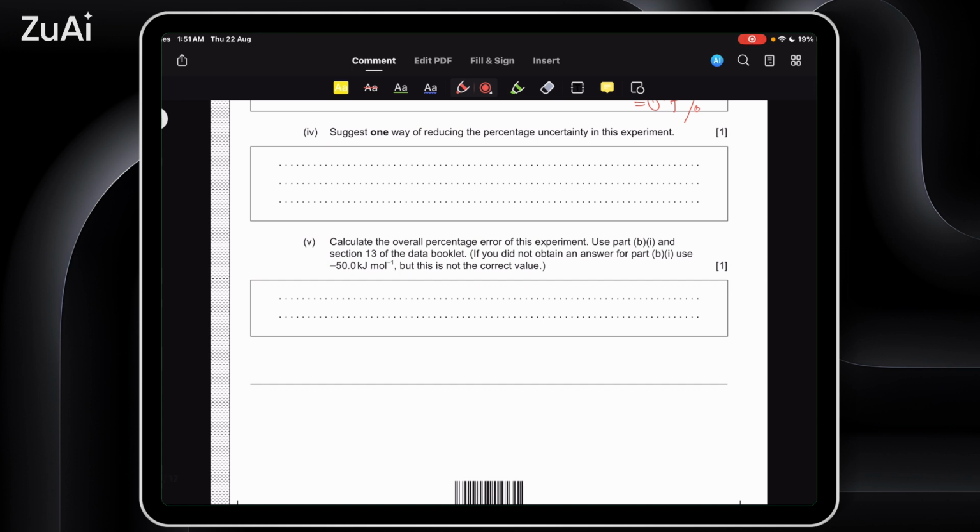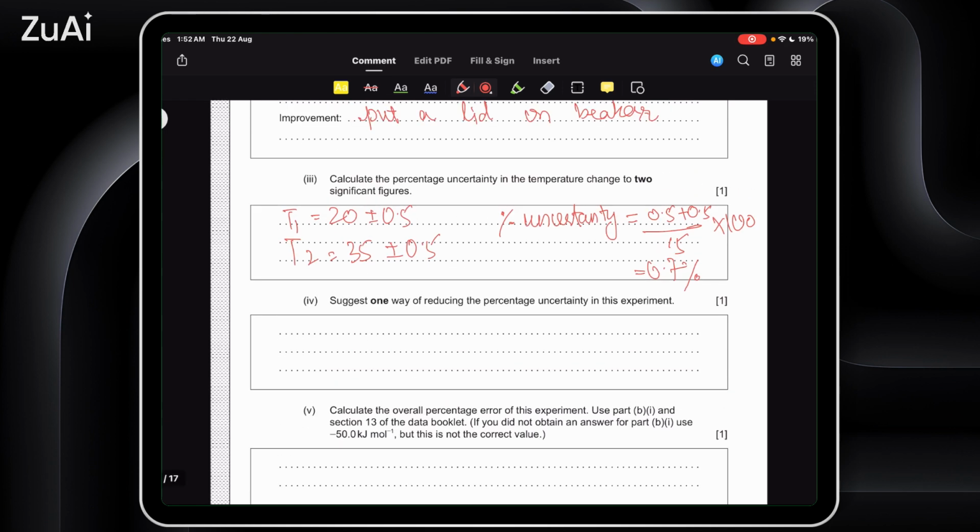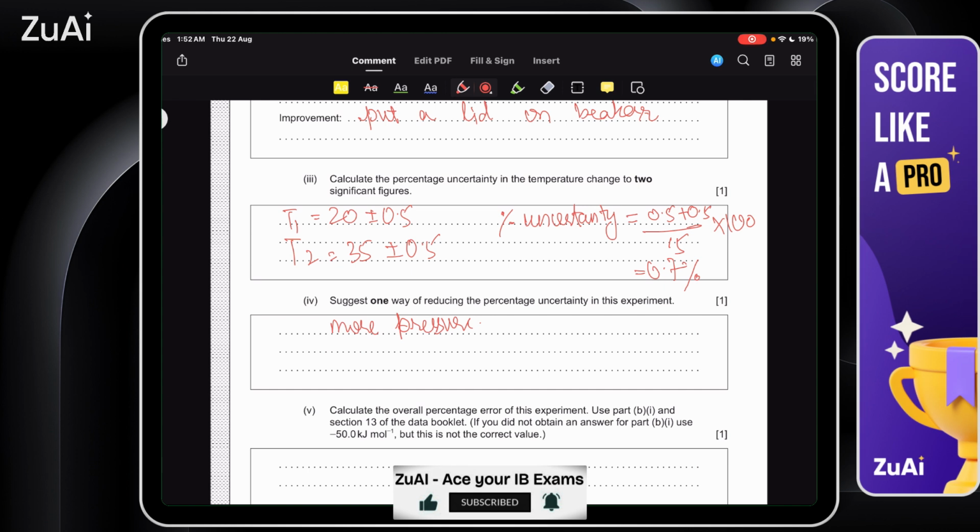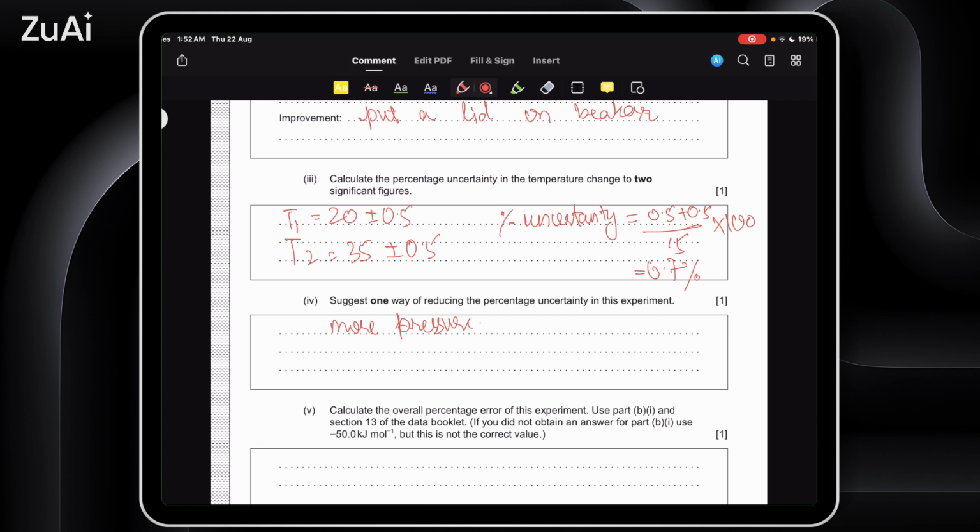So just one way of reducing the percentage uncertainty. So we have to write more pressure.